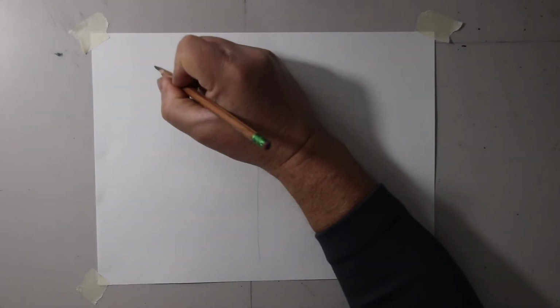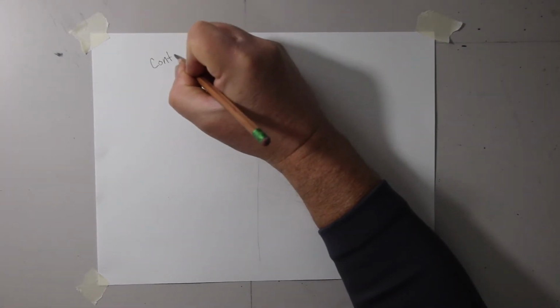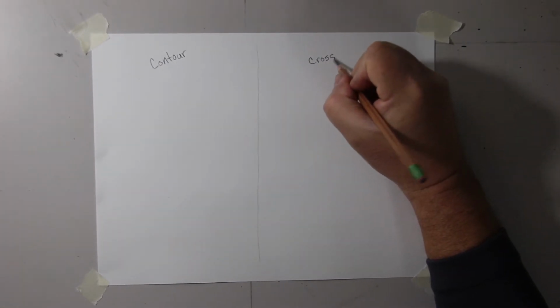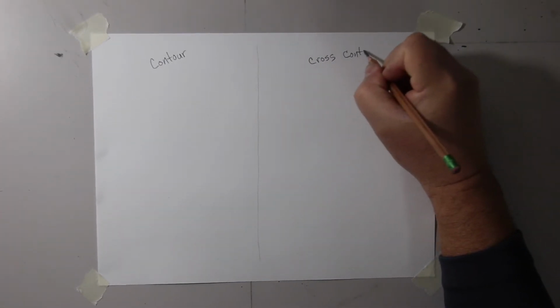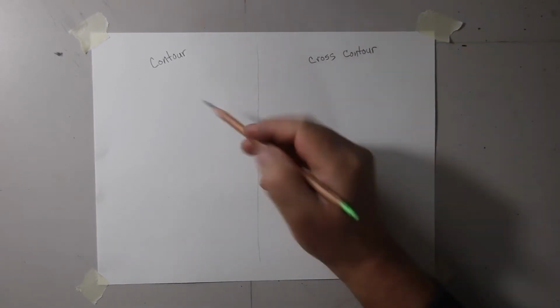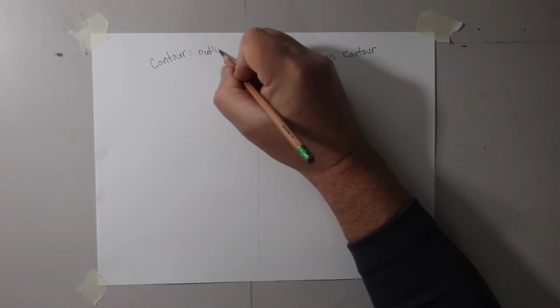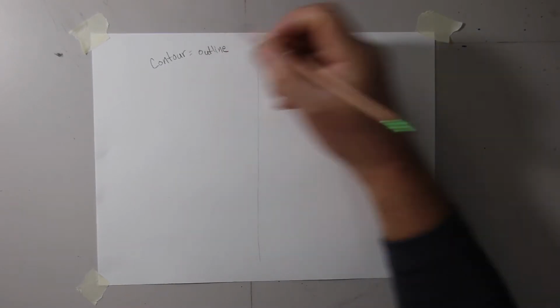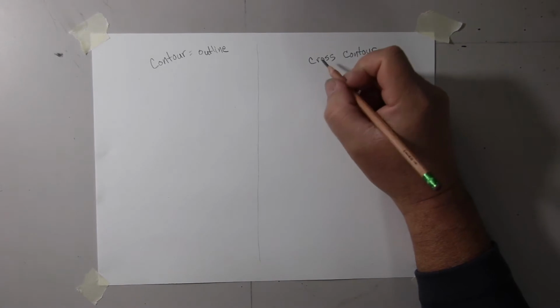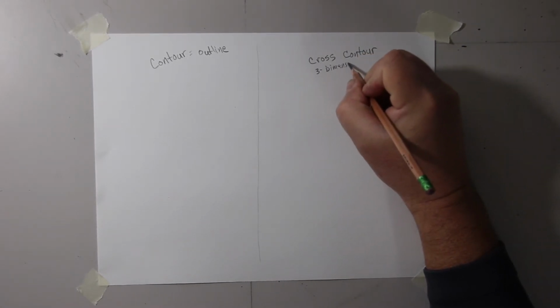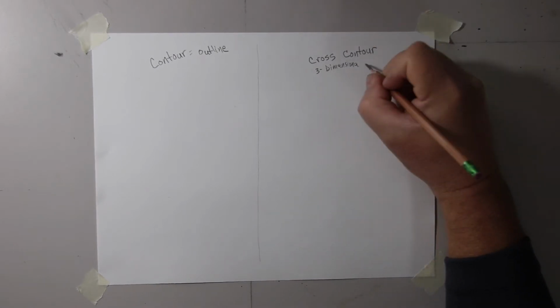Alright guys, for this lesson we're going to be looking at the difference between contours and cross contours as it relates to your drawings. A contour is nothing more than an outline of the object you're drawing, where cross contours are more three-dimensional guidelines that give you additional information as to what's going on within the object.